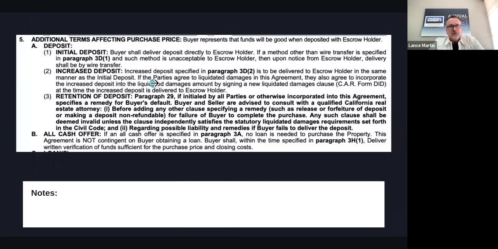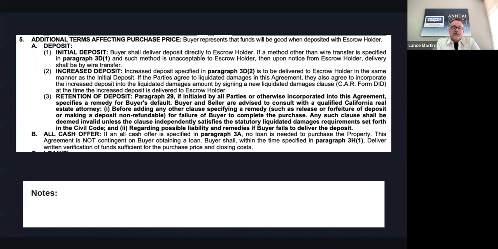Additional terms affecting the purchase price. Okay, buyer represents that funds will be good when deposited with the escrow holder. All right, so let's deal with that first. I think I mentioned this back on page 1 of the RPA. If not, I'm going to mention it, or if I did, we're going to go through it again.